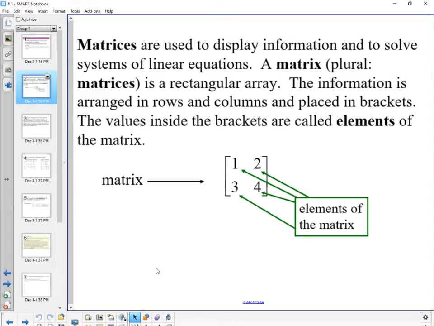So, first let's talk some vocab. Matrices, this is a matrix. And the dimensions are 2 by 2. It's rows by columns, always rows first. You saw it last year.